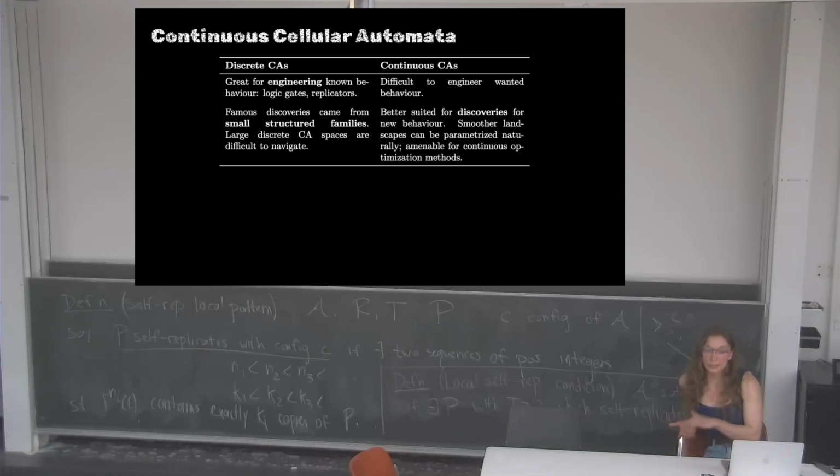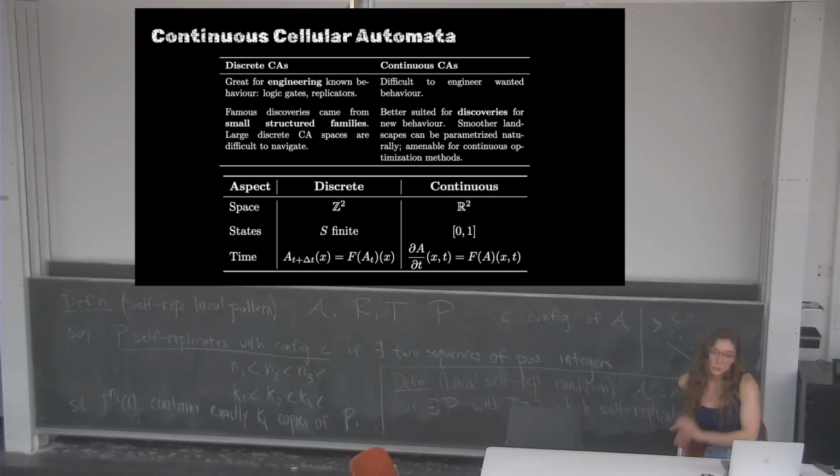Their landscapes are much smoother, so they're much more amenable to some natural parameterization that we can then sweep through. And even more importantly, they're amenable to continuous optimization methods, such as gradient descent methods, so that we can search automatically for certain behaviors. So we will have a quick overview of that.